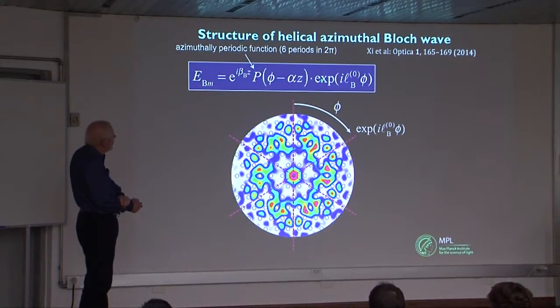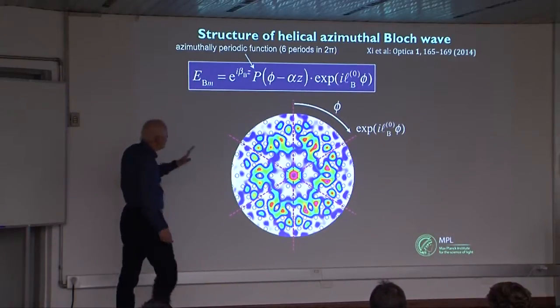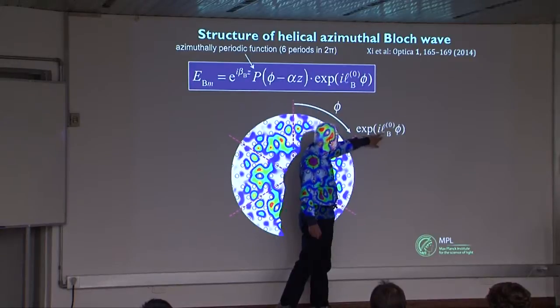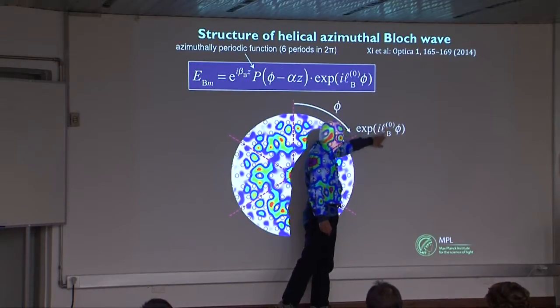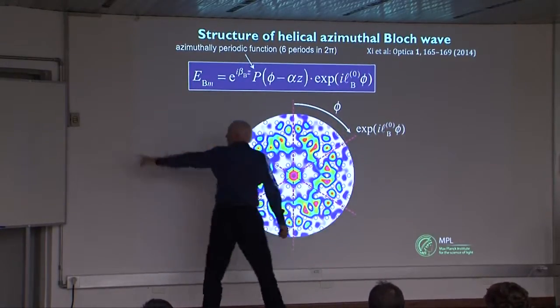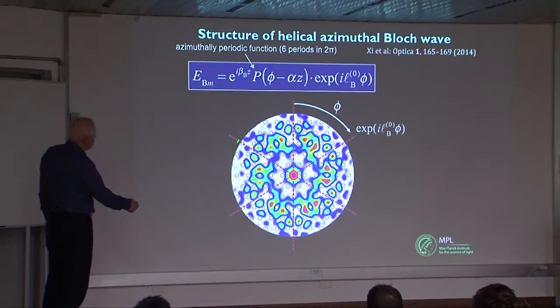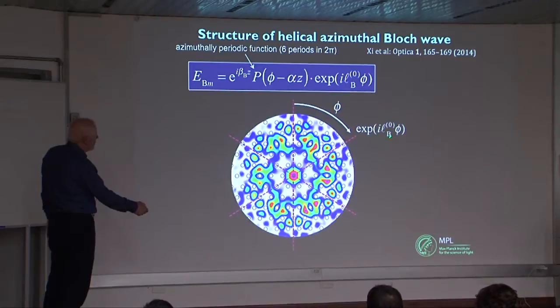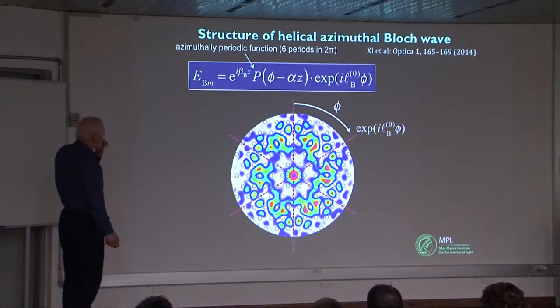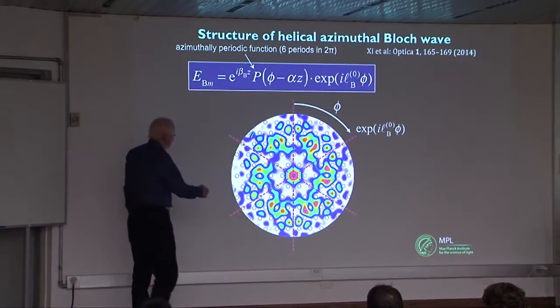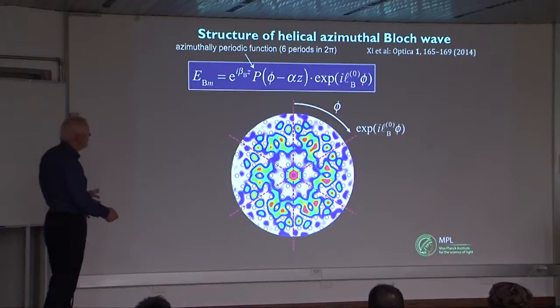We multiply by a term that tells you how much the optical phase is changing. And I've illustrated that here. The optical phase is changing as e to the i, the L value, times phi. That's this L value I talked about over here. So as I go around the complete circumference, I get 2 pi times this L parameter for the Bloch wave. Okay, so that's the description of a Bloch wave, and you can show that that will give you a good description of the fields in an untwisted fiber.